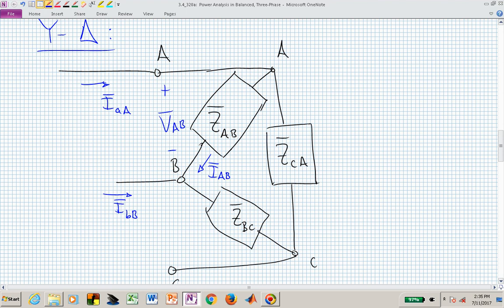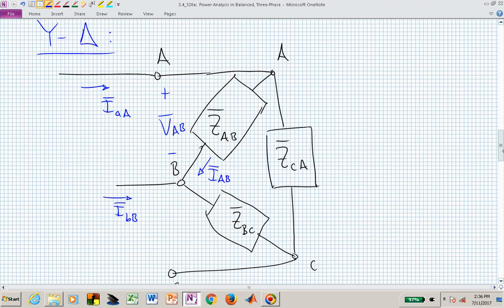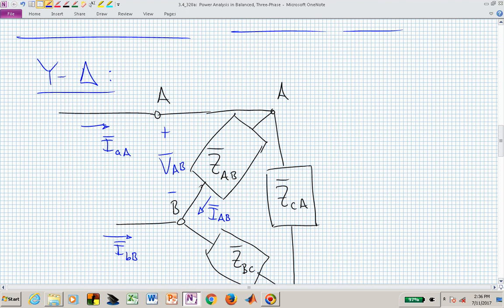Well, if somebody says, what's the complex power of the A phase, what will that be? Well, the A phase load power is going to be the current going through the A phase impedance, which in this case is I sub AB. And look, it's going through the positive terminal of the A phase load impedance voltage V sub AB.